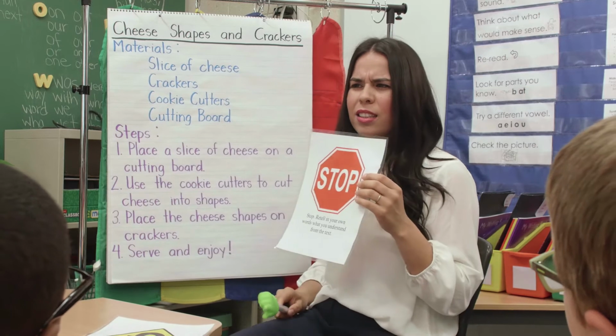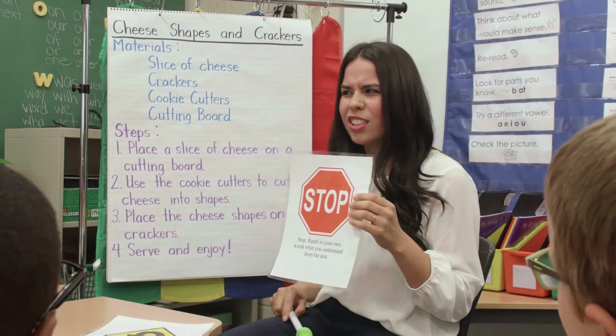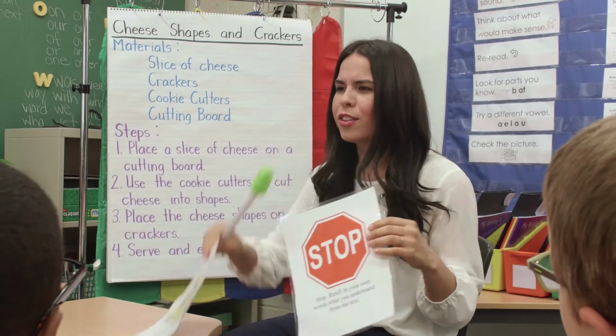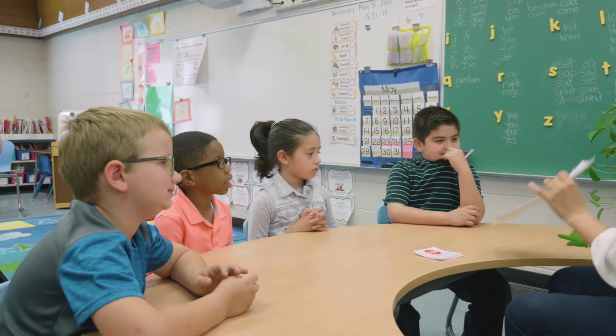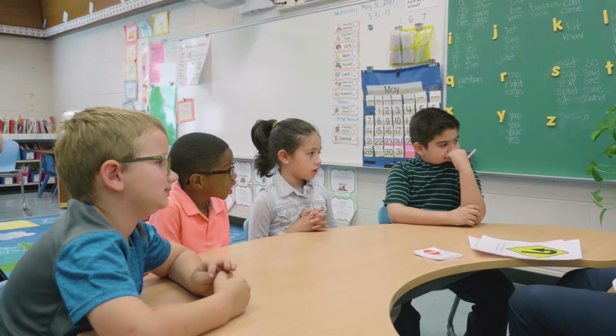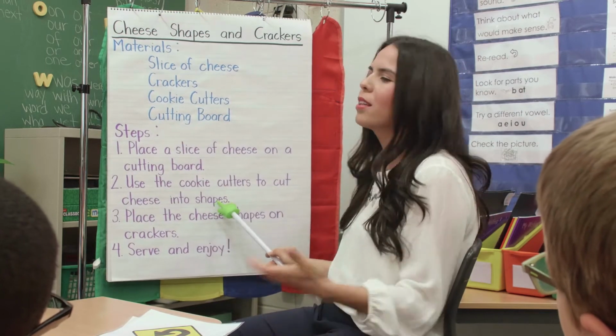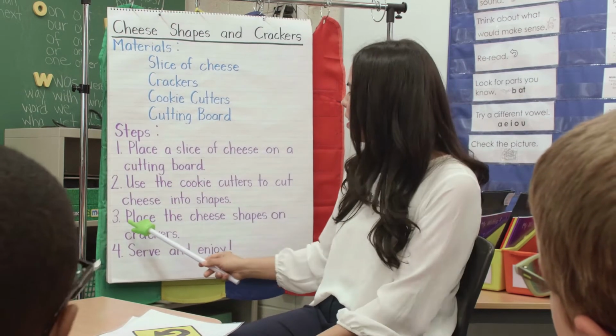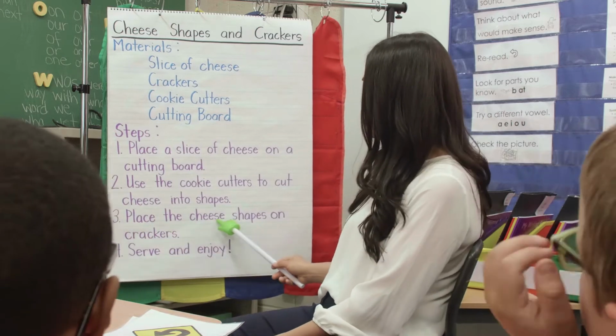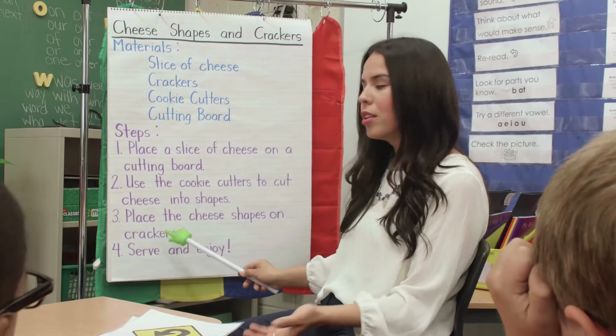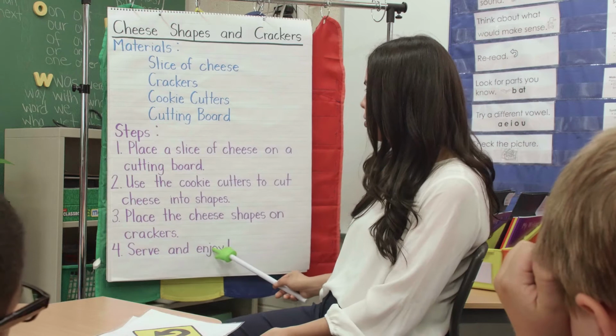What? Stop. Use the cookie to cut cheese. That doesn't make sense. I have to go back. Should I go back and reread it? Yes. Let's go back. Shapes. Use the cookie cutters to cut cheese into shapes. That makes sense to me. Number 3, place the cheese shapes on crackers. Number 4, serve and enjoy.